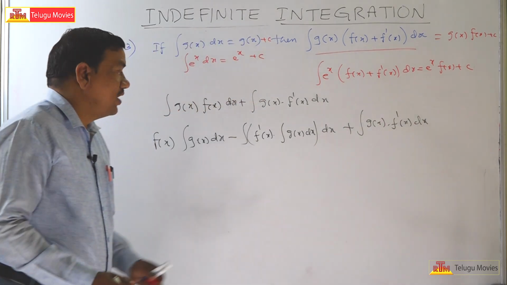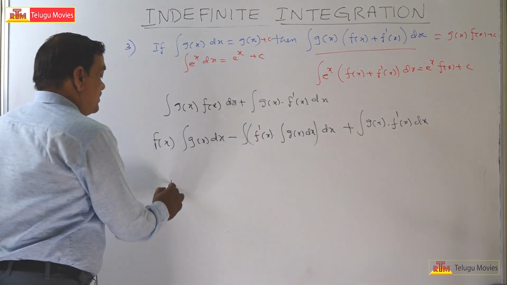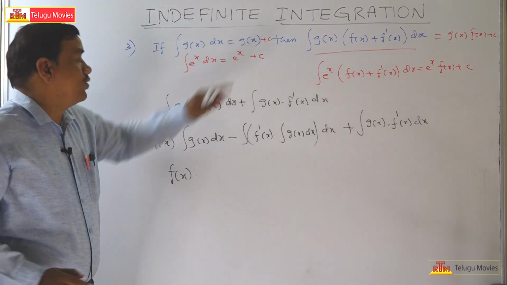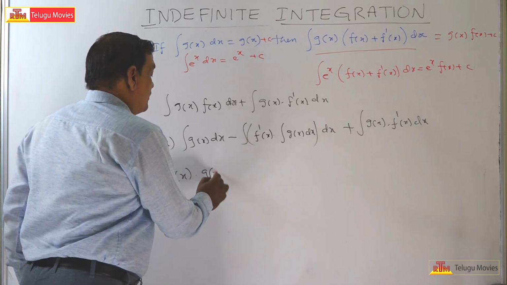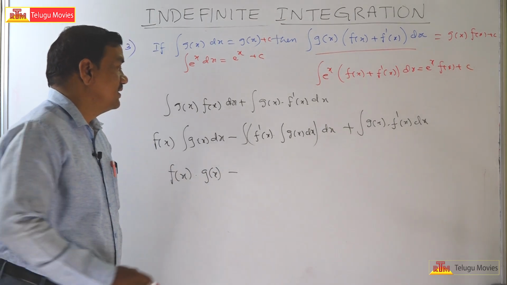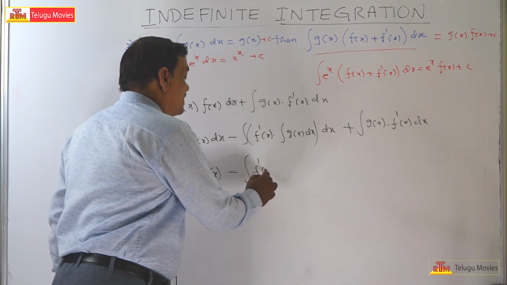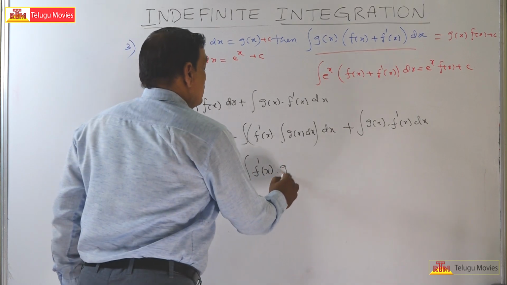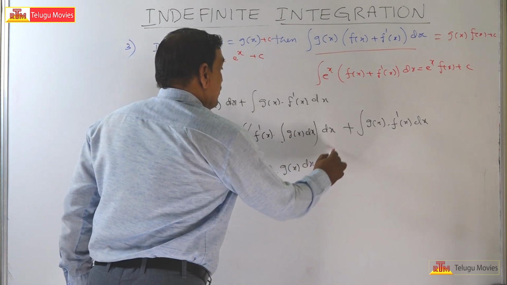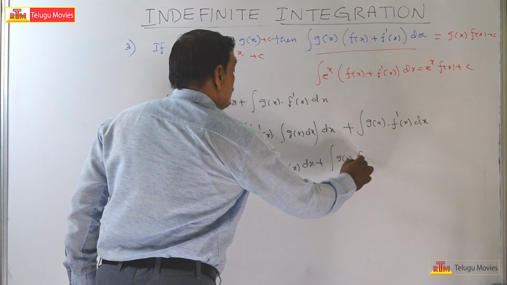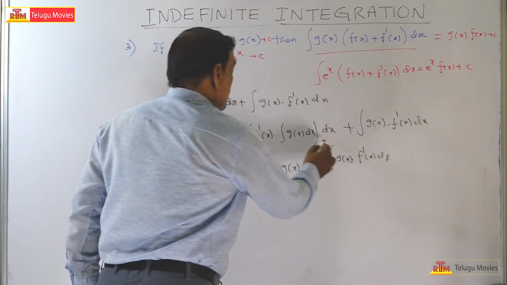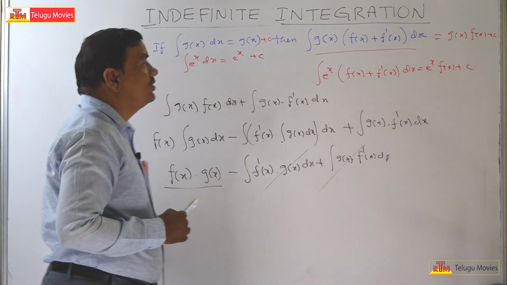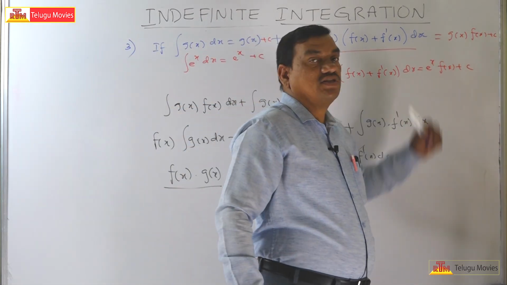Okay, now. So, anybody can say this. This is f of x integral of g of x dx is equal to how much? It is given g of x minus integral of f dash of x into integral of g of x dx, plus integral of g of x into f dash of x dx. Obviously, these two will get cancelled. So, f of x into g of x.